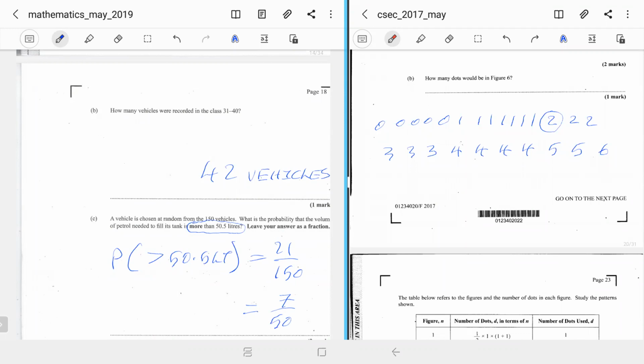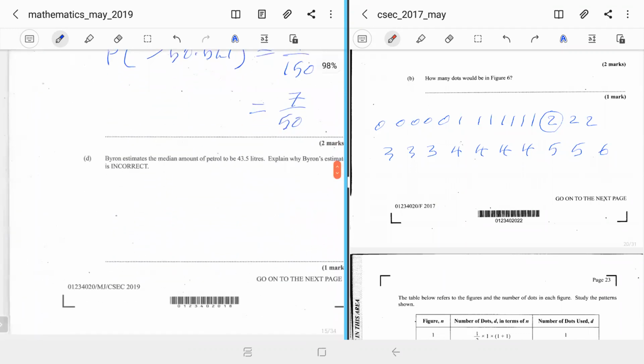All right, question not finished. It says, Brian estimated the median amount of petrol to be 43.5 liters. The median amount of petrol, he's estimating that it is 43.5 liters. Explain why Brian's estimate is incorrect.